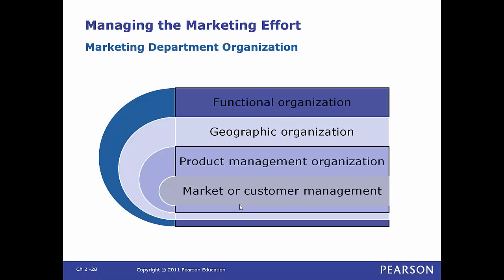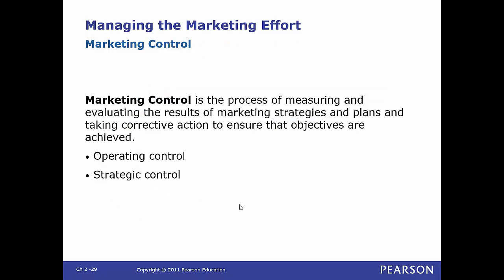Like the one we discussed, to make sure that the marketing strategy and implementation is going smoothly without any problems, we need also to exercise marketing control. And the marketing control is the process of measuring and evaluating the results of marketing strategies and plan and taking corrective action to ensure that the objectives are achieved.